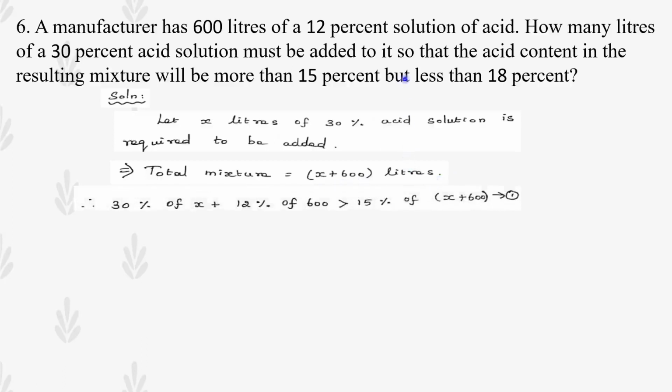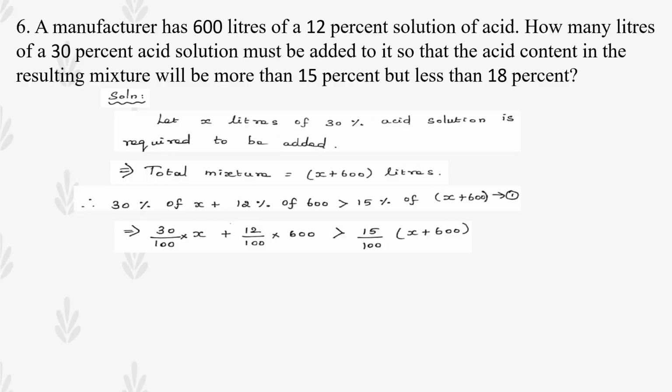ஓகே, ஸோ அக்கார்டிங் டு தட் கிவன் கண்டிஷன், 30% of x, plus 12% of 600 லிட்டர்ஸ், ரெண்டையும் ஆட் பண்ணோம் அப்படின்னா ரிசல்ட்டிங் கண்டென்ட் more than 15% இருக்கும். Acid content இருக்கிற mixture, that is greater than 15% of x plus 600. This is the first inequality. So 30% means 30 divided by 100 of x, plus 12 by 100 into 600, which is greater than 15 divided by 100 into x plus 600.